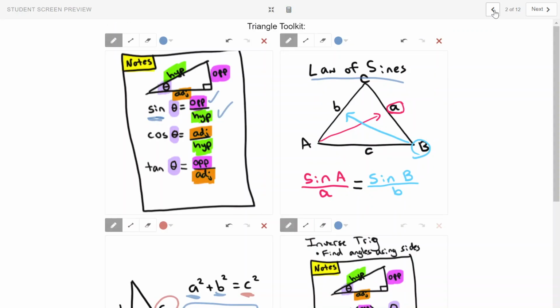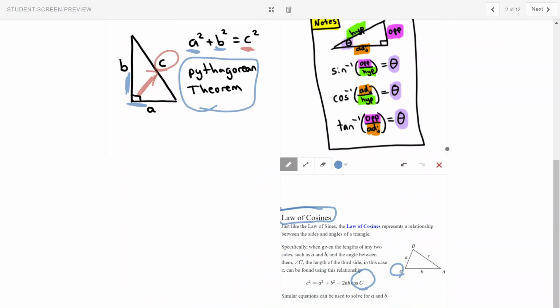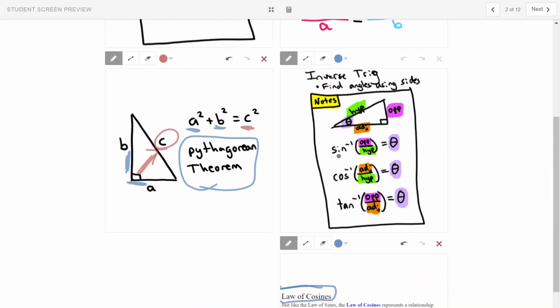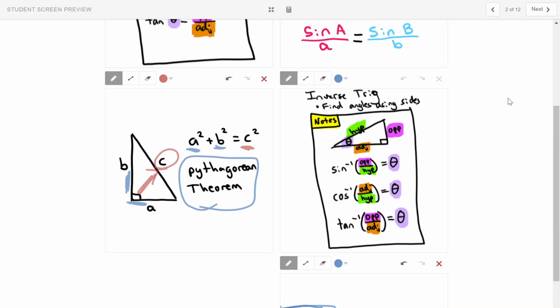Let's hop back to our triangle toolkit. It's the inverse trig. Sine inverse, cosine inverse, tangent inverse. We use these to find angles using sides. So we need to know, relative to our angle, are we dealing with the opposite and hypotenuse, adjacent and hypotenuse, or opposite and adjacent? That'll tell us which one to use.